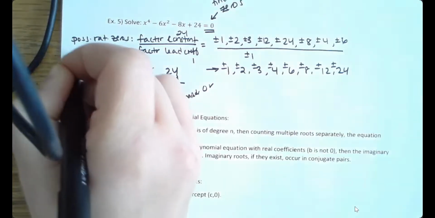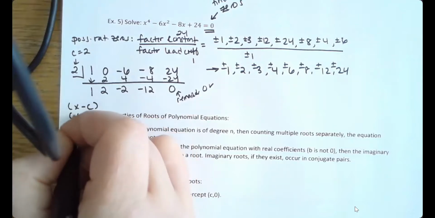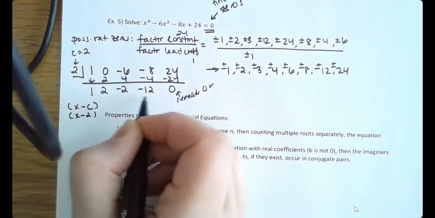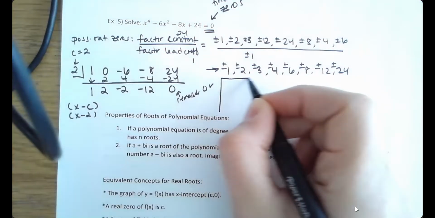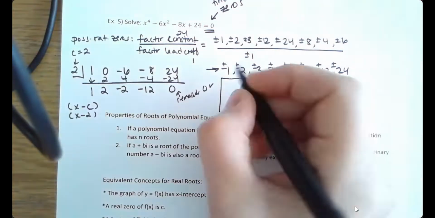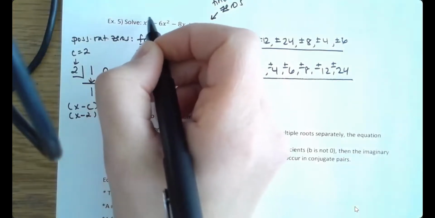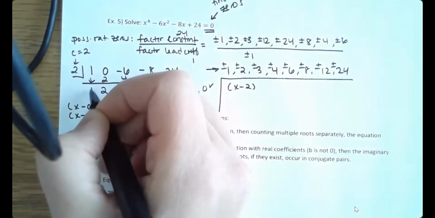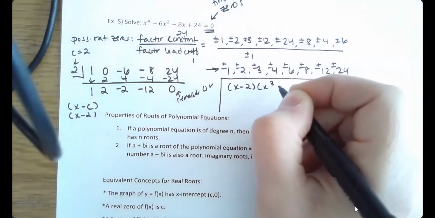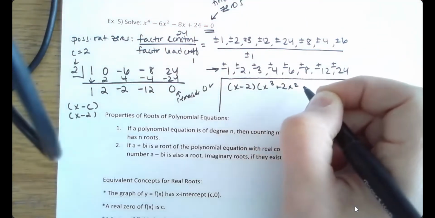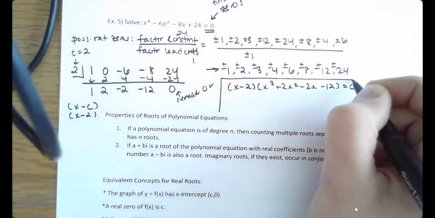So c equals 2 is going to be a factor. And remember, the setup is x minus c. So x minus 2 is going to be a factor. And this is going to be what's left over. I'm running out a little bit of room here. So let's make a little area. So I have x minus 2. And then here, be careful. My highest power was 4. And this means my highest power here is going to be 3. So it's times x cubed plus 2x squared minus 2x minus 12, and then equal to 0.